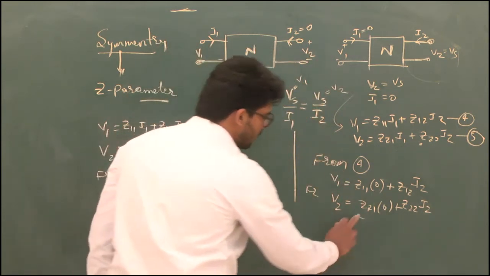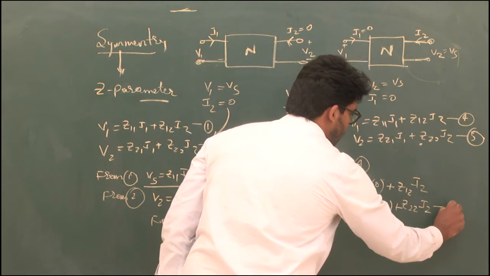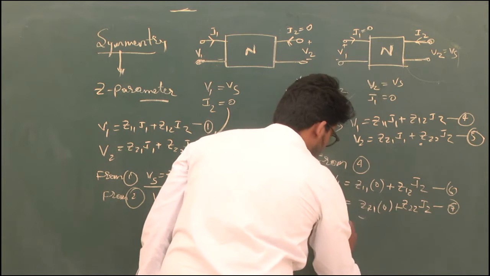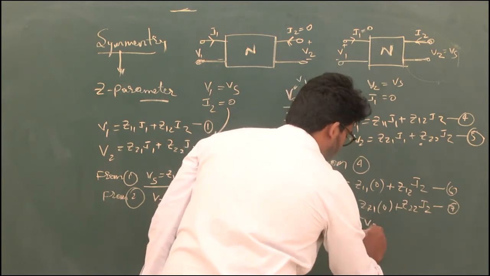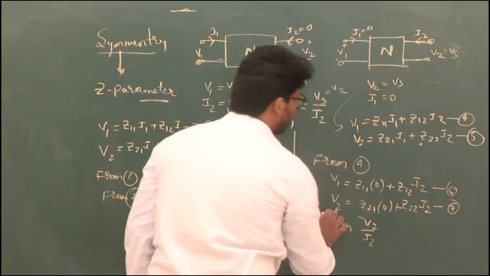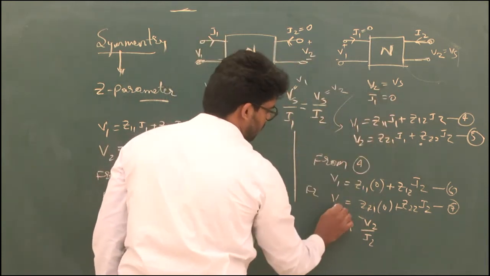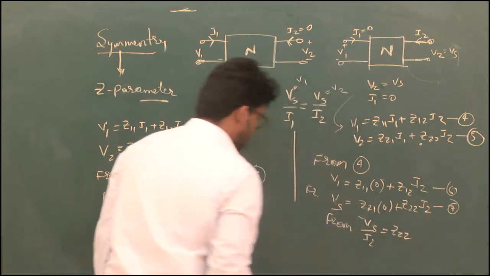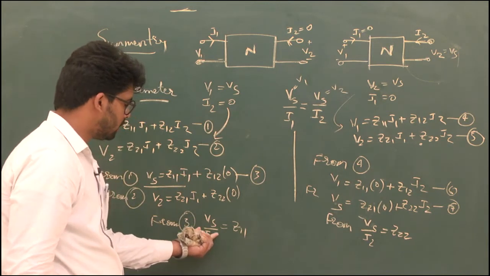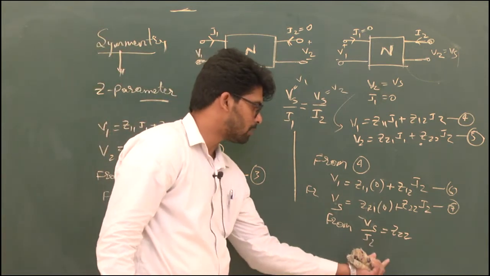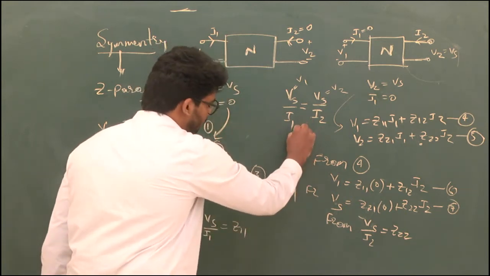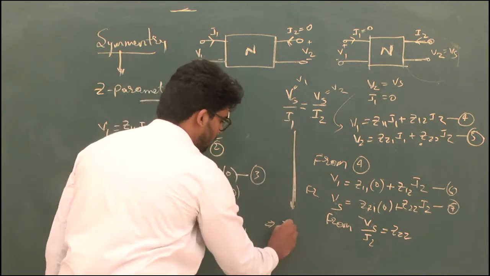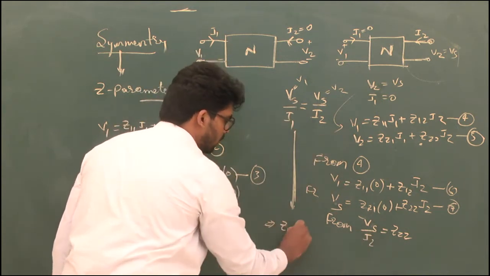So by observing these equations, let us say this is 6 and this is 7. From 7 you have V2 by I2. So in place of I2, we replace V2 as Vs, so we get Vs equal to Z22. So input impedance Vs by I1, output impedance Vs by I2. As per our requirement, substitute this here. In place of Vs by I1 you get Z11, in place of Vs by I2 you get Z22.